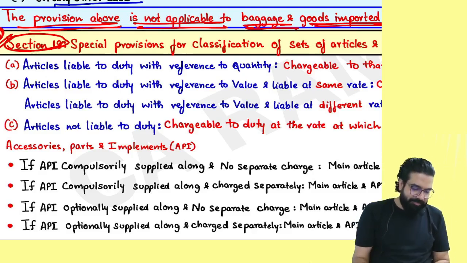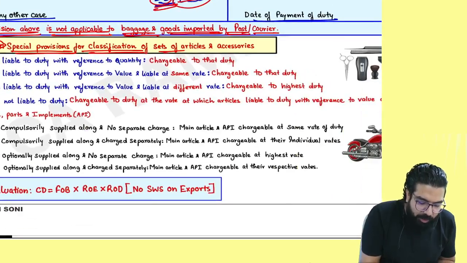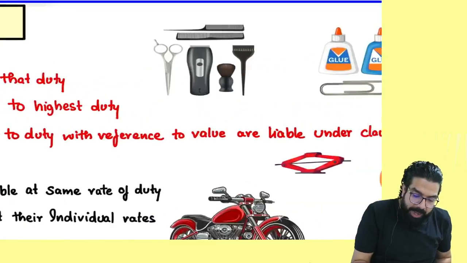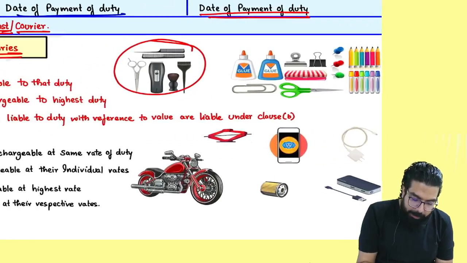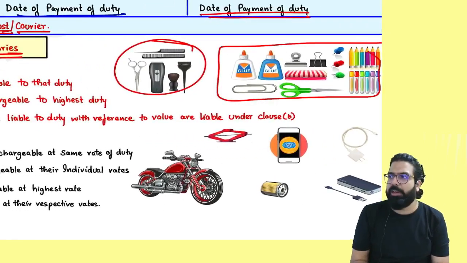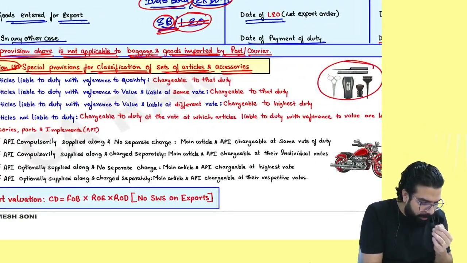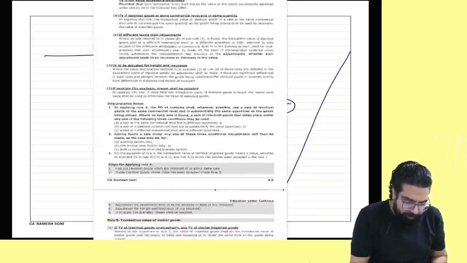Everyone, now listen. Special provision for classification of a set of articles or accessories. Listen quickly. I imported a set of articles from outside India. What rate of duty will apply? I'll go ahead and show you in the book so that you can understand faster and it will be quick. One minute here.